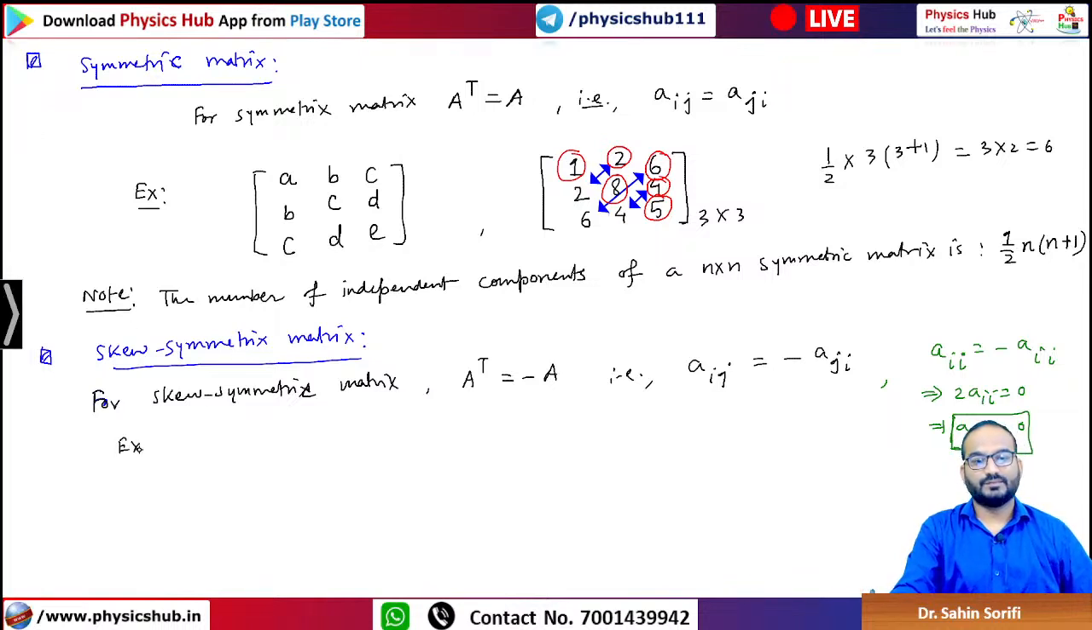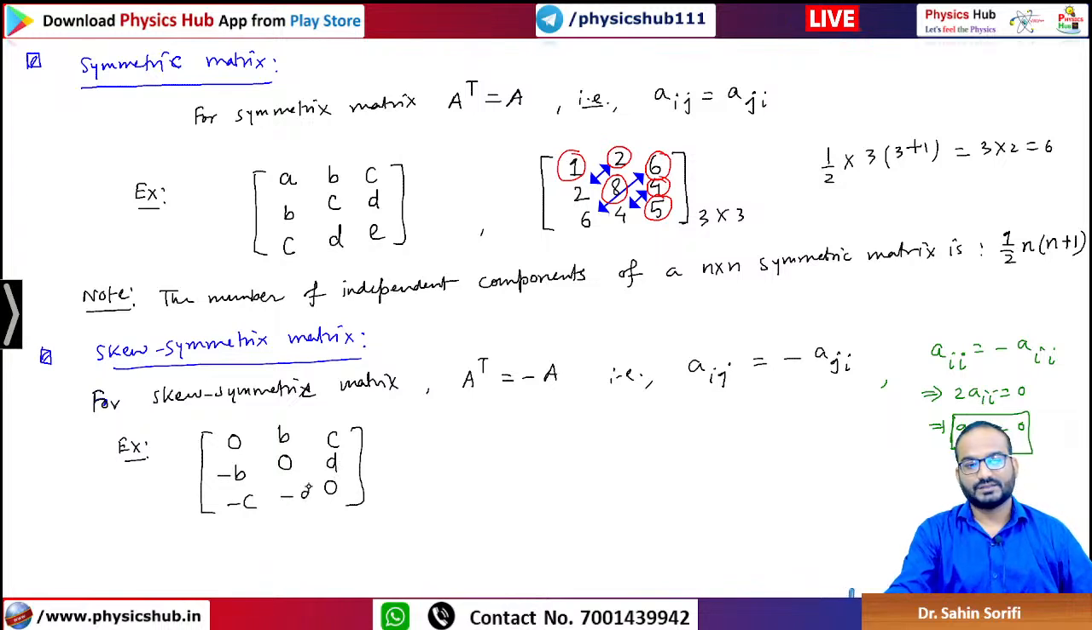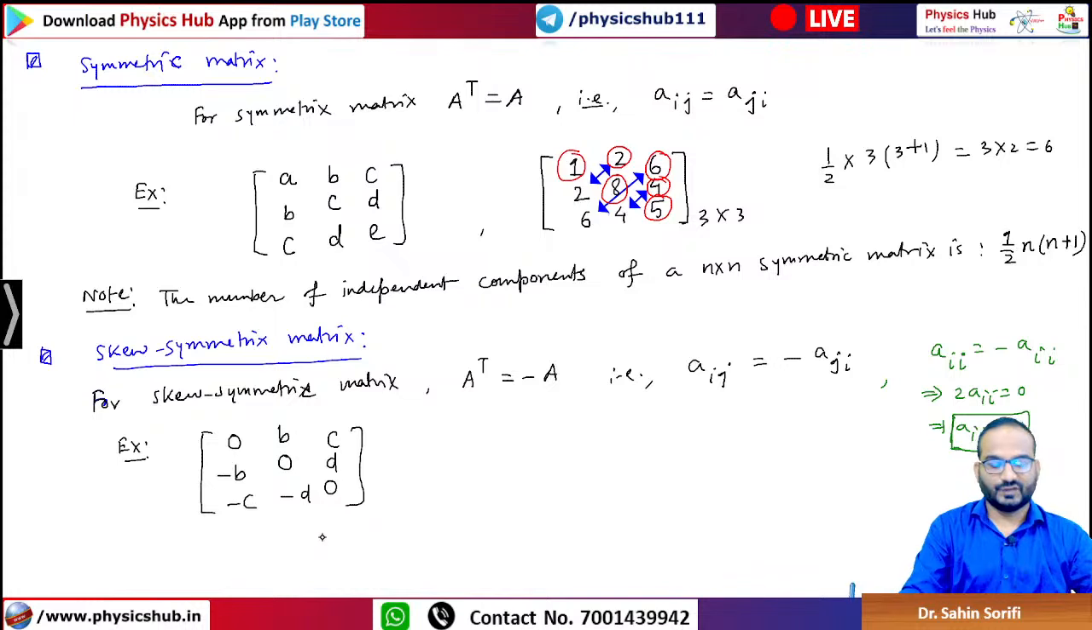So you can take an example. As we have obtained from this, all the principal diagonal elements will be 0 and Aij equals minus Aji. So if I write B here, it will be minus B there. If I write C here, it will be minus C there. If I write D here, this is 2, 3, so 3, 2 will be minus D. Got it?